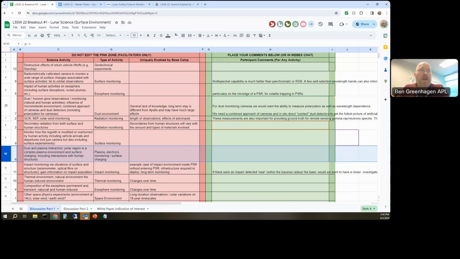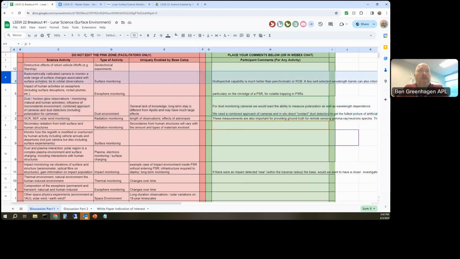The seventh is continuing with the dust, looking for horizon glow and monitoring both natural and human activities changes in different parts around base camp, which may have different dust fluxes, influence of micrometeorites again, and using a combined approach, so not just cameras, but also physical dust detectors, but for the cameras, including polarization.